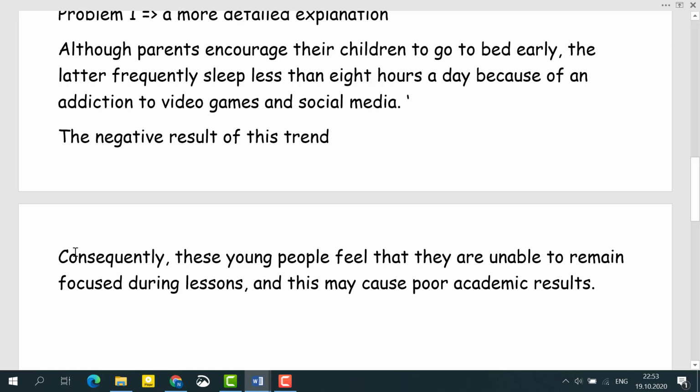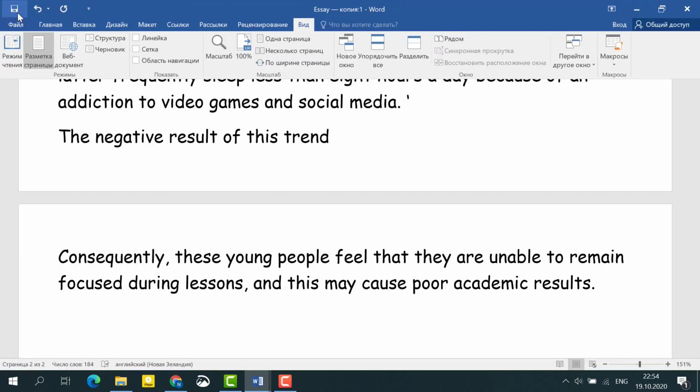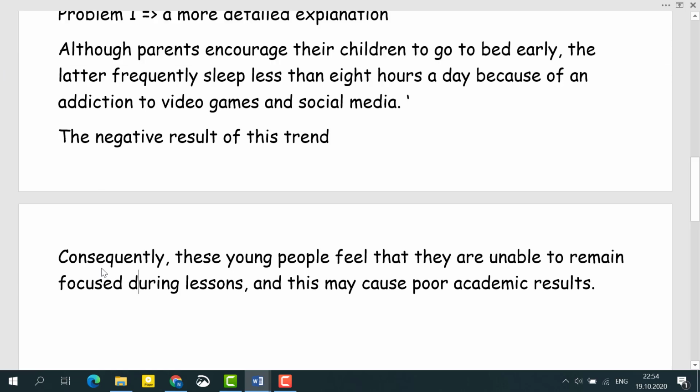Now, it's a very good word, consequently, which means as a result. The question is, what's the difference between the word as a result and consequently? When you're talking about a positive result, you want to use the phrase as a result. If you're talking about something negative, you want to use the word consequently. Okay, so try to remember this exact difference.